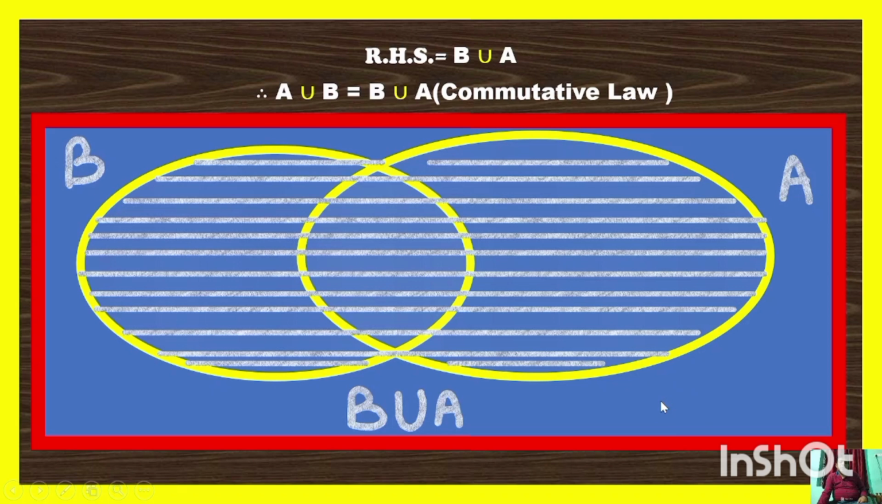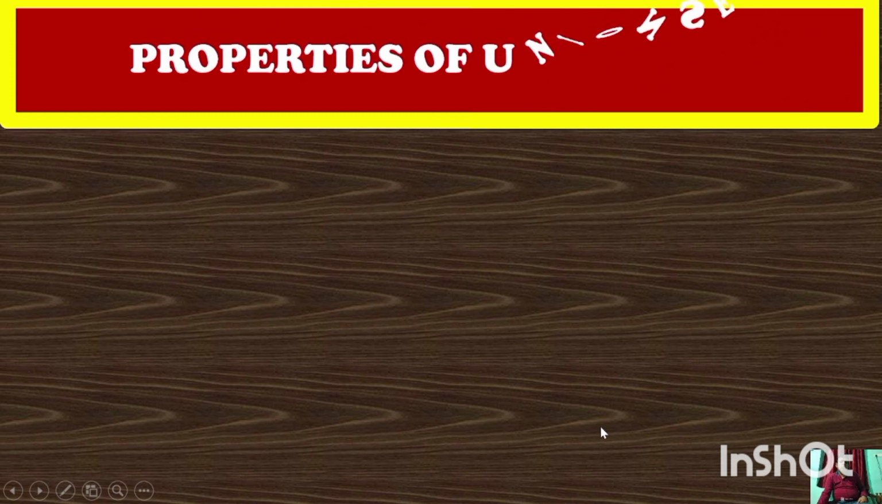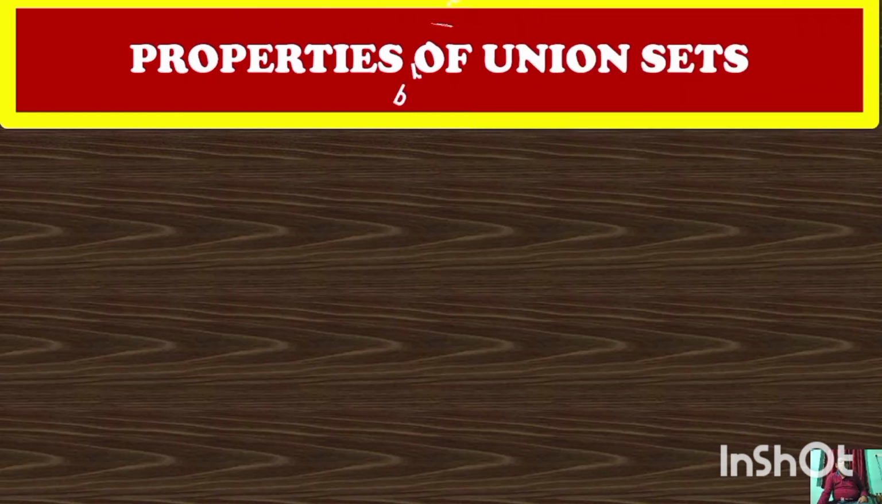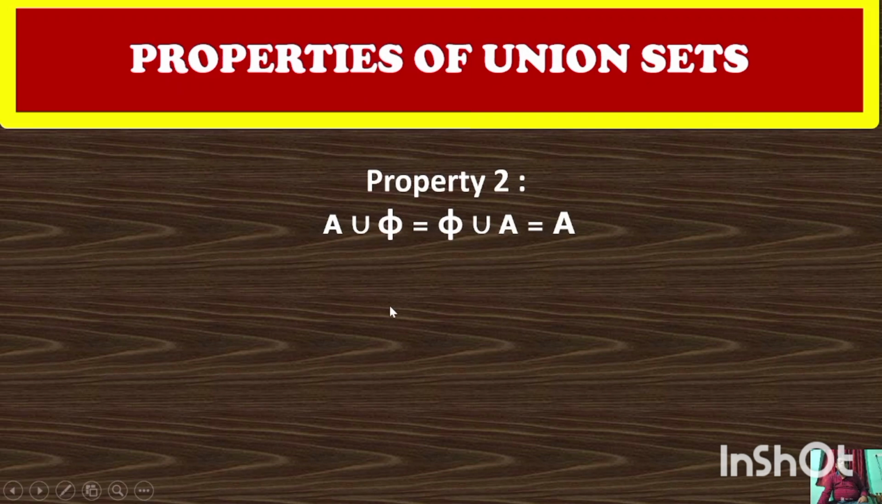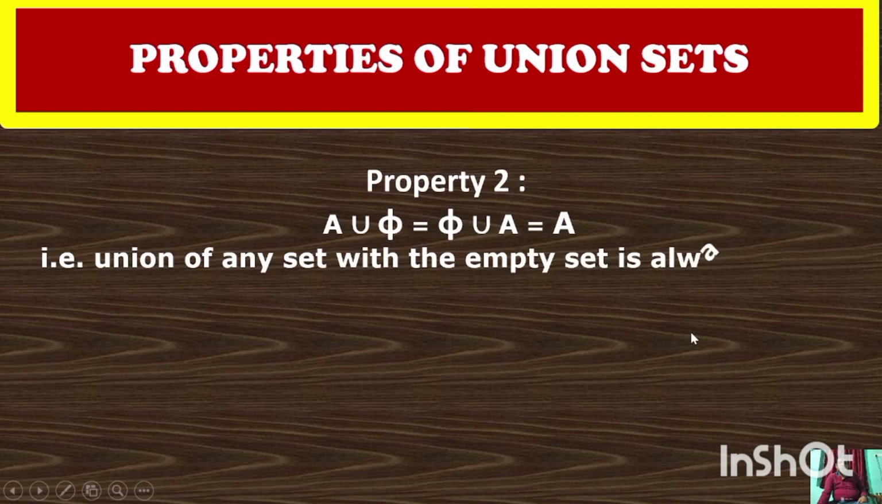Look at A union B is equal to B union A, right? So next property of the union set, an important property. Property number 2, very simple: A union phi is equal to phi union A, which is the set A. It means if you take the union of any set with the phi set, where A is a non-empty set and phi is a null set, the union of the non-empty set and the phi set is the set A itself. Understand? The union of any set with the empty set is always the set itself.